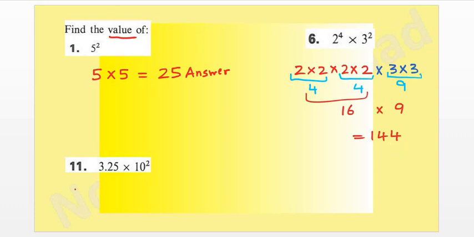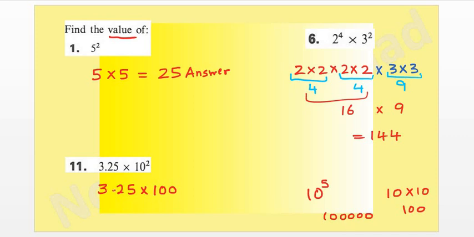What about this one? Here actually this is 3.25, and if I write it in the expanded form, it will become 10 times 10. That will give us 100. So this number, this index or power, shows how many zeros are going to be placed with 1. For example, if you have 10 to the power 5, that means 10 will be repeated 5 times, and finally your answer will become 100,000.